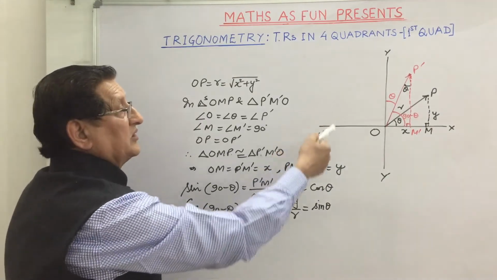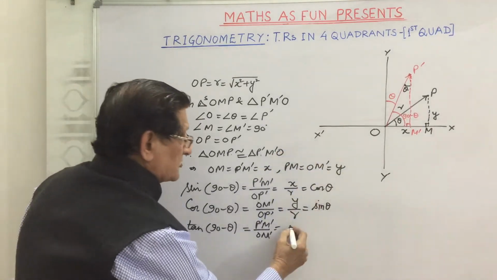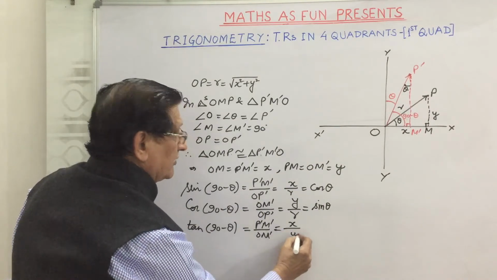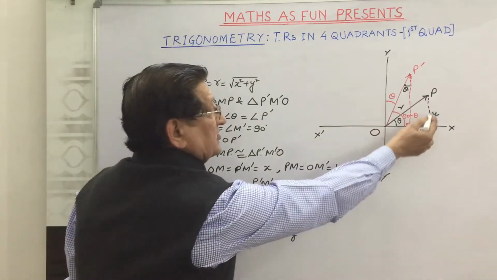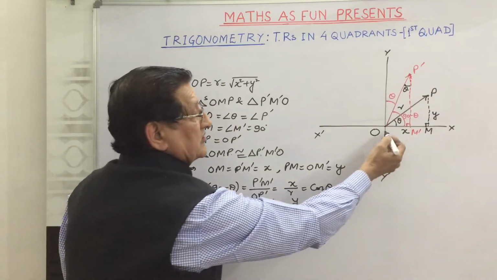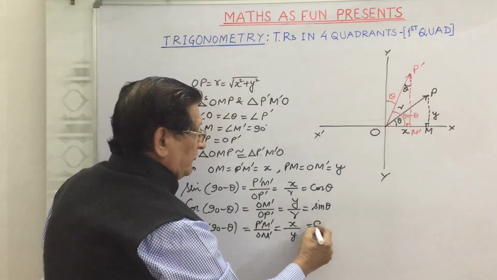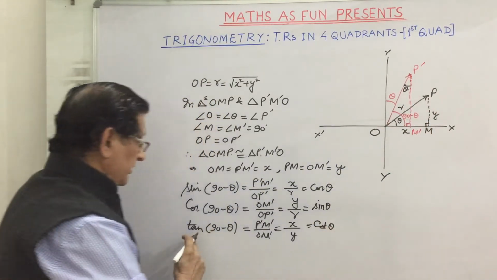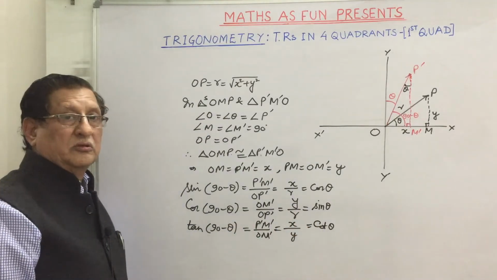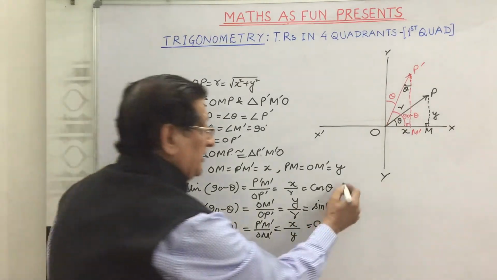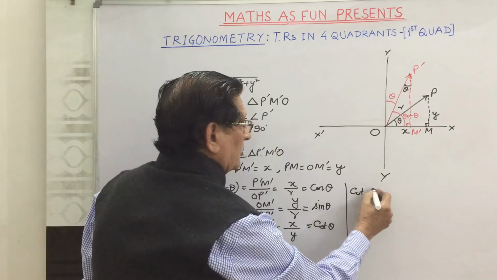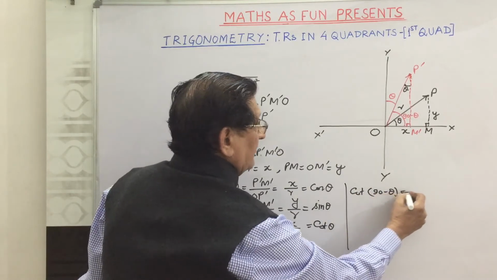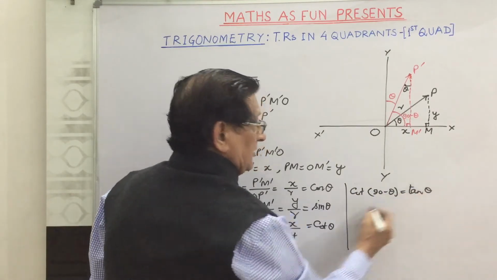What is PM? That is x, and this is y. In this triangle we see x upon y is base upon perpendicular, which is cot theta. So tan(90 minus theta) is equal to cot theta. And similarly, when we go for cot(90 minus theta), we will find this is tan theta.